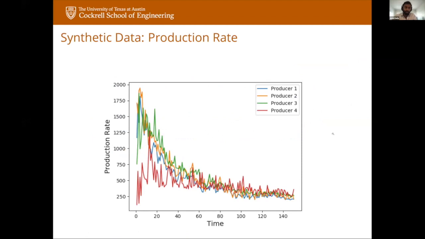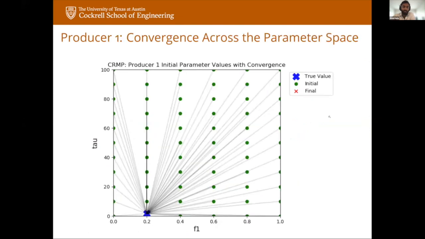So first, we validated our model using synthetic data to ensure accuracy and correctness. We have some synthetic data with 4 producers and 2 injectors, and CRM was used to develop this data. The goal is to ensure that CRM can predict or match the true values of the parameters across the parameter space, because CRM is a linear model with a convex objective function.